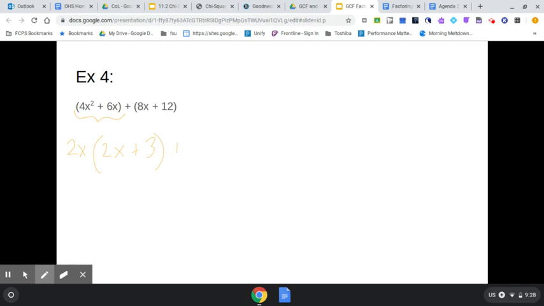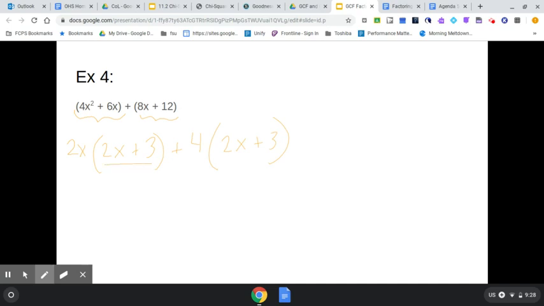Pulling down that plus sign, thinking about the next grouping, we have 8x plus 12. Thinking about those two numbers, 4 will divide into both of those evenly. 4 times what will give me 8x? Well, 4 times 2x gives me 8x. And 4 times what will give me 12? 4 times 3 will give me 12.